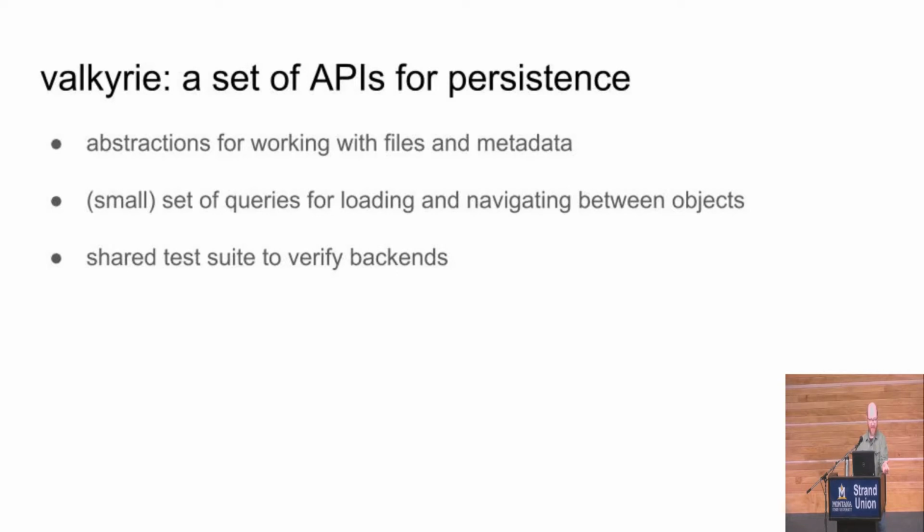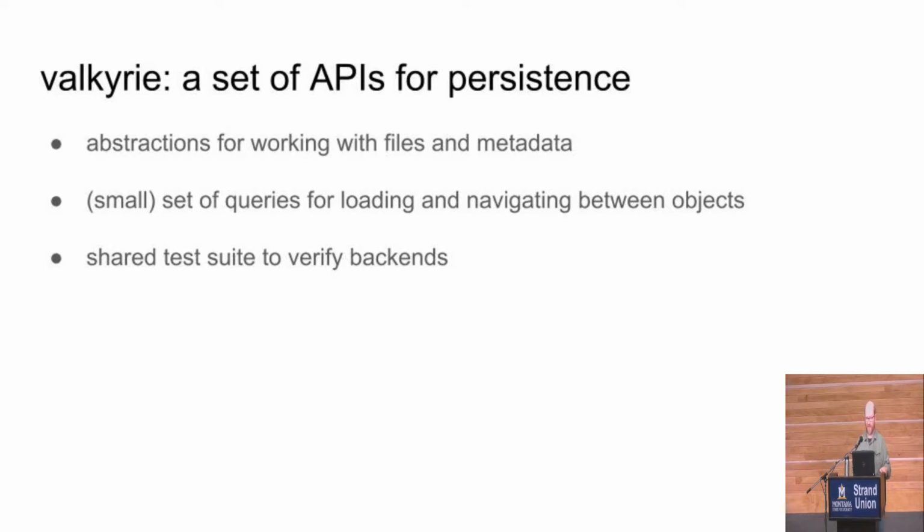And the main way it does this is by providing some abstractions, by defining sort of the minimal set of operations that an application needs to interact with the storage and making an API for those. That involves a small set of queries for loading and navigating between objects. And that's not the kind of query you might think of that an end user would do. This is really the basic navigation type of query that you need to do, like, I have an object that represents a book. I need to find all of the objects that represent its pages. That kind of query.